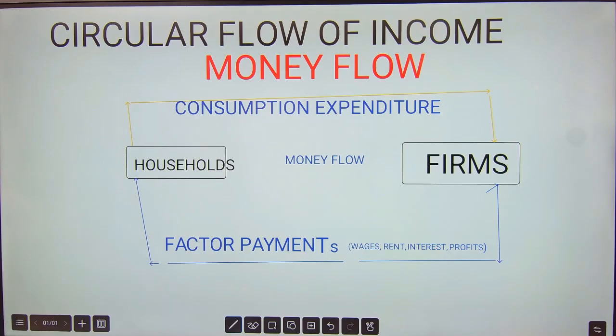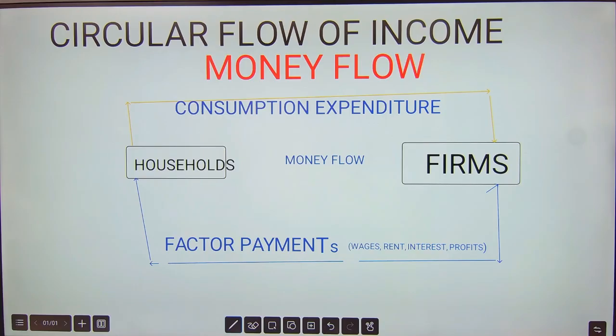What do the households do when they earn this money? They give it to the firms again as consumption expenditure. They go and buy anything from the firms. It can be a car, a computer, a mobile phone, or rice, wheat and all. They give the money to the firms as consumption expenditure. So the money is flowing from households to the firms. That is why it is called circular flow of money.